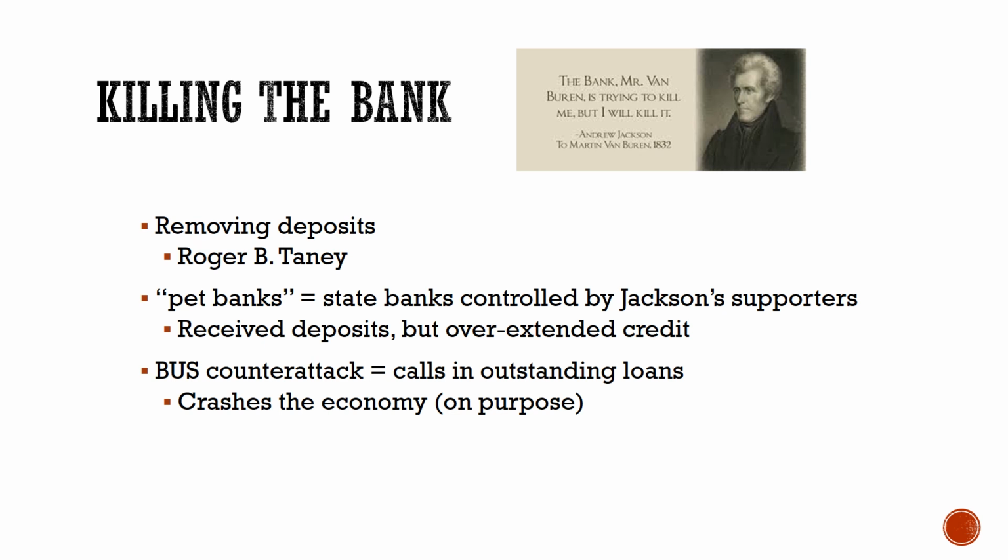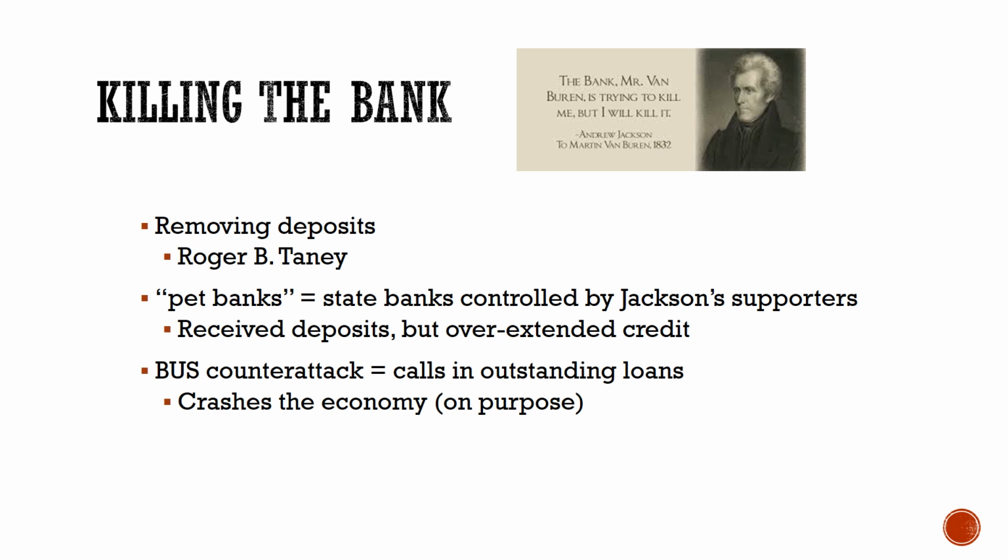He takes that money and puts it in 23 state banks that are nicknamed pet banks because these banks are owned and controlled by Jackson's supporters. So all of a sudden, these smaller banks are flush with money. They have lots and lots of money, which means they can make a lot of loans to lots of people and then earn lots of interest on those loans.